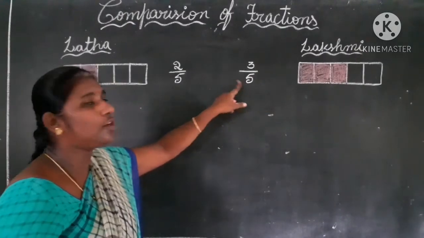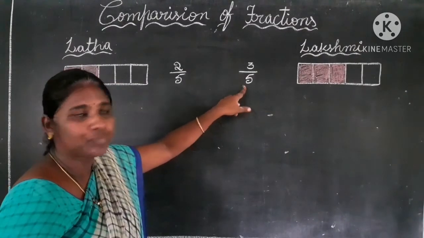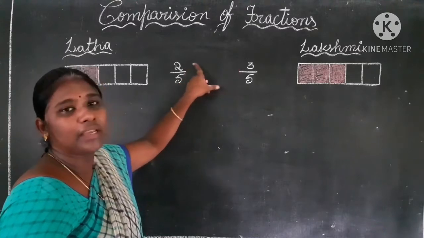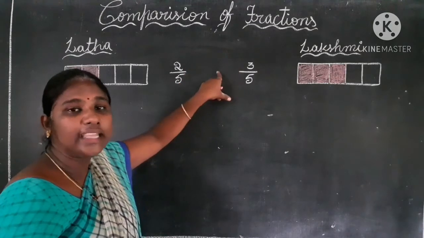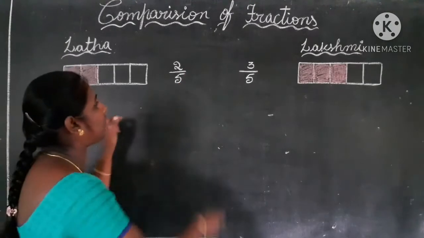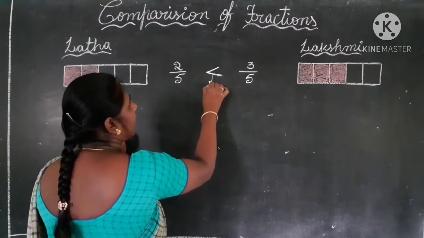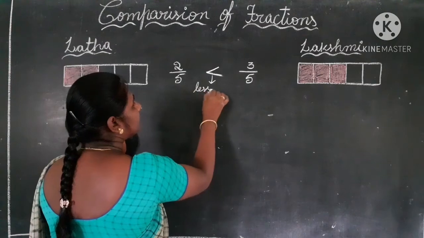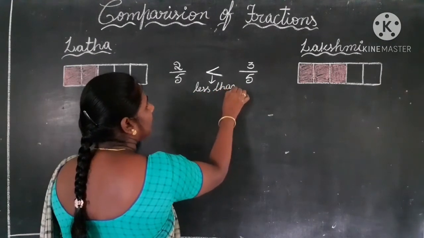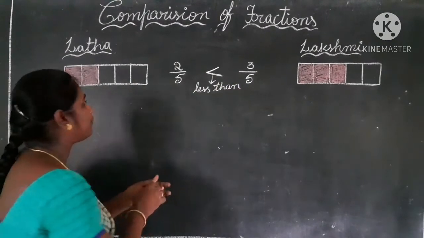Both are divided into the same number of parts, so the denominators will be the same. In the numerator, which is the big number? 3. So 3 by 5 is the big fraction. Which symbol do we use? Less than, so 2 by 5 is less than 3 by 5.